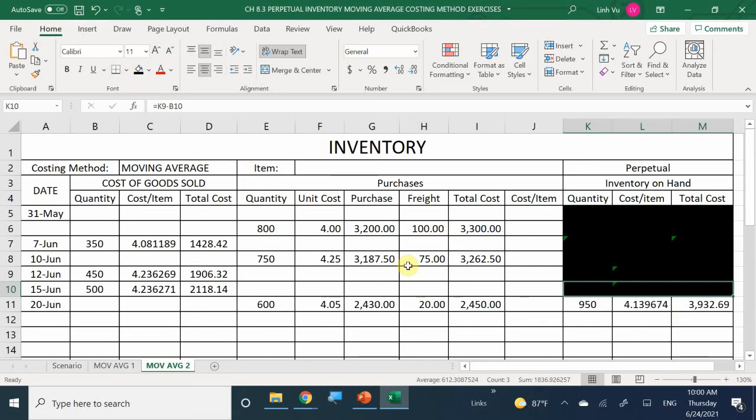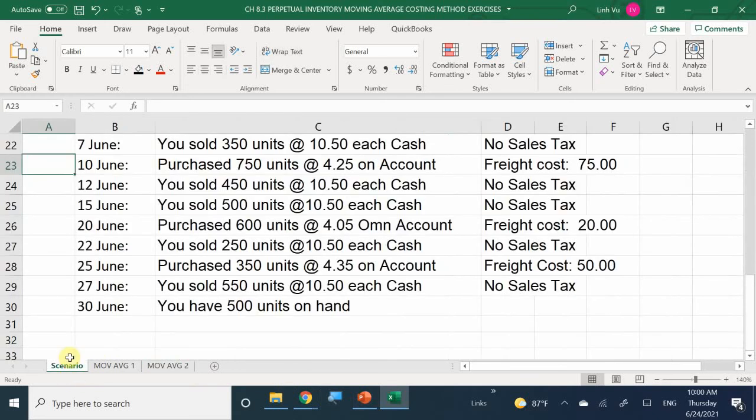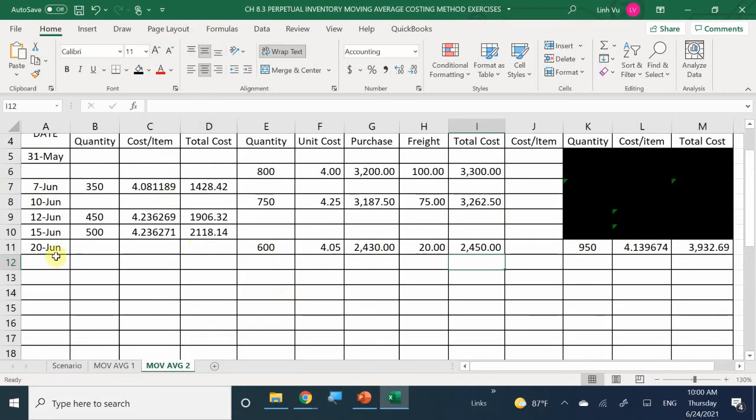Okay. All right. And let's see what else here. So then what happened on May 22nd? You sold 250 items. We end up selling 250 items. So May 22nd, we sold 250 items. Okay.